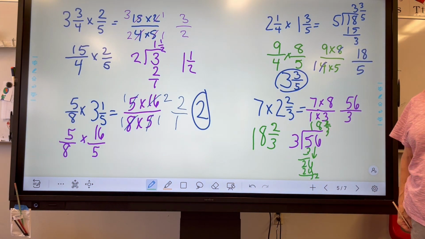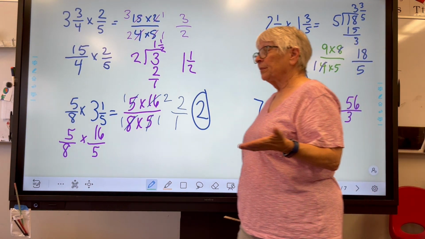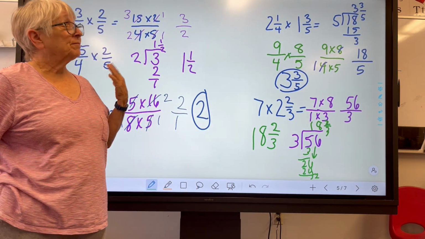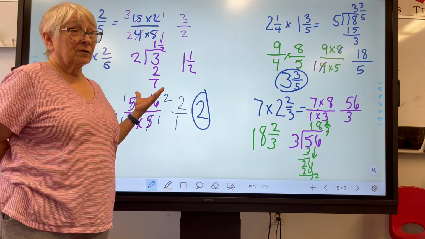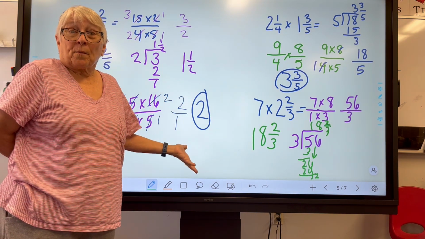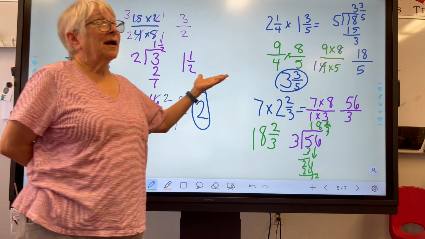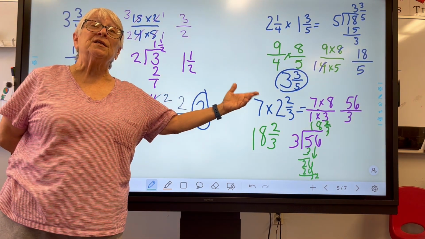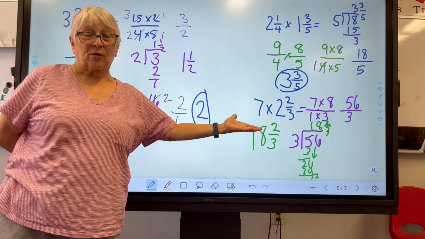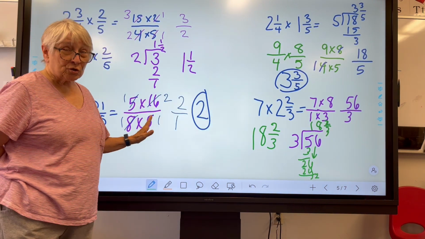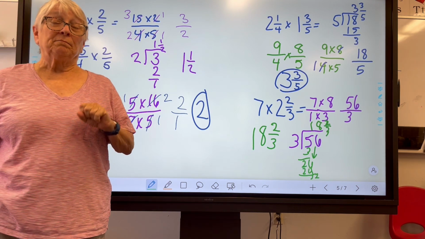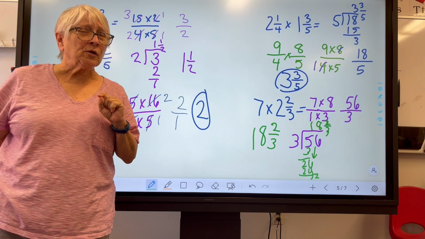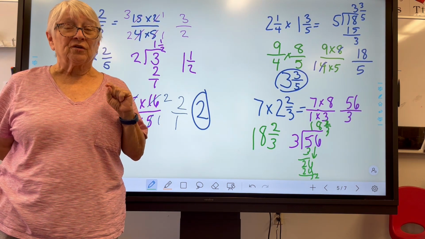Okay, that's a little snippet, a glimpse of multiplying mixed numbers with proper fractions mixed in, and the mixed number turned into an improper fraction, and the improper fraction at the end returns to a mixed number. So that's part 2 of multiplying mixed numbers. There's probably going to be a part 3 coming up in the future, so just watch for it.